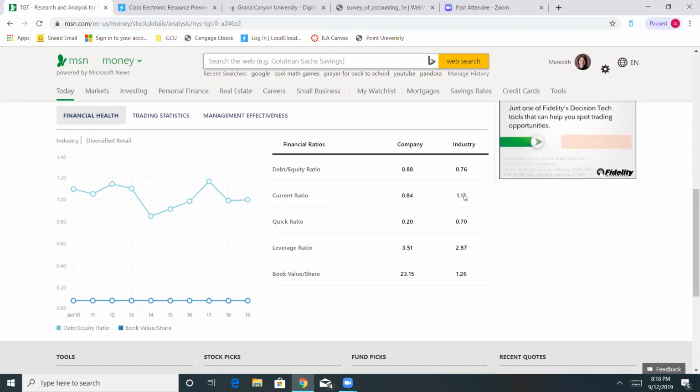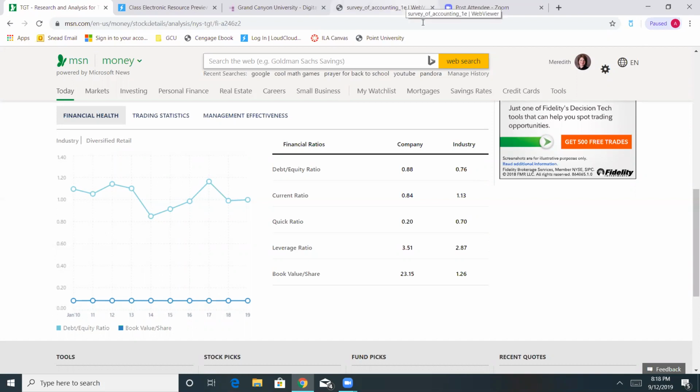So industry is 1.13. And actually, check it out, it's already got Target's calculated for you, 0.84. So, you know, we said that should be over 1. So, you know, it's close to 1. Could be worse, but could be better. With the industry average being 1.13, industry average is better than their current ratio, meaning that their liquidity, their ability to pay their debts, is better. The industry is better than Target's.